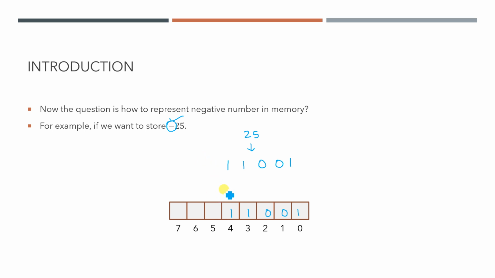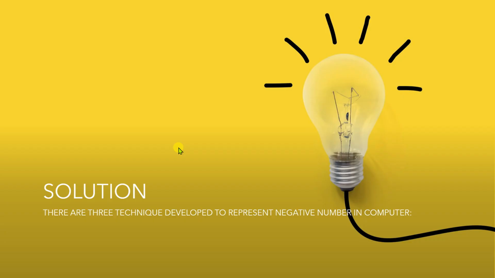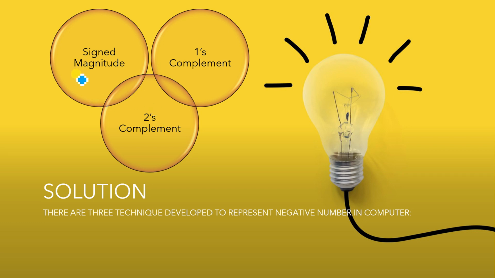That's why it is required that we should make the computer understand which one is a positive number and which one is a negative number. To do that, a solution has been found. There are three ways to represent a negative number. Those are called sign magnitude representation, the first one, the second one is called ones complement representation, and the third one is twos complement representation. So let's begin the discussion of sign magnitude representation.